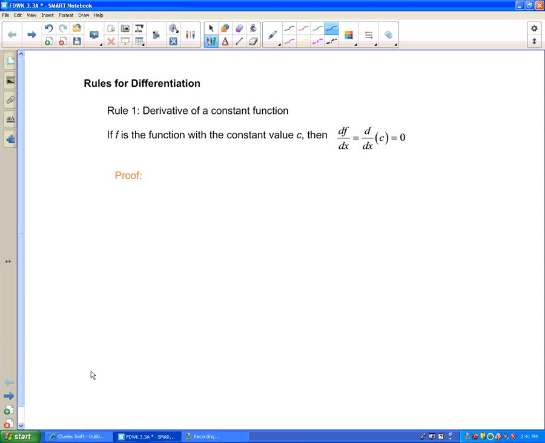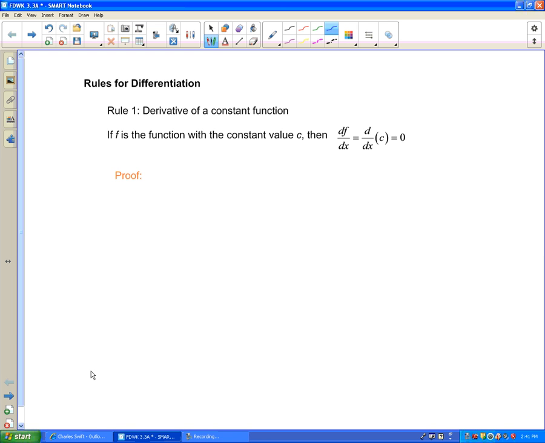Okay, we're now going to look at rules of differentiation. We'll try to establish various rules for certain types of functions so that when we see them, we know what their derivatives are, as opposed to having to use the definition over and over again. So we're going to apply the definition in our proof of these rules, and then from that point on, we will not have to use the definition.